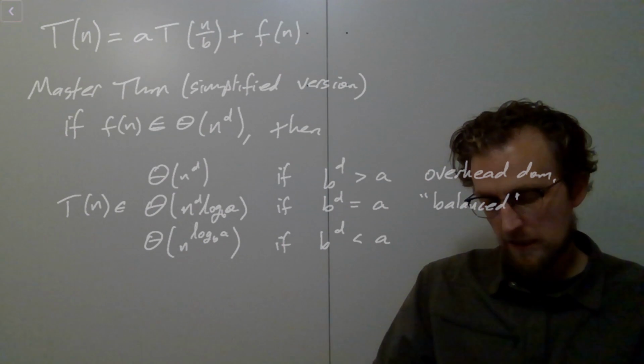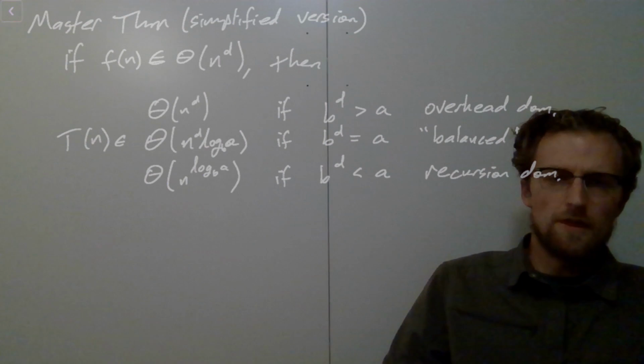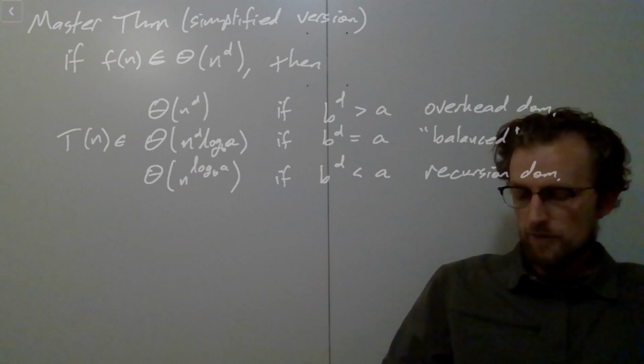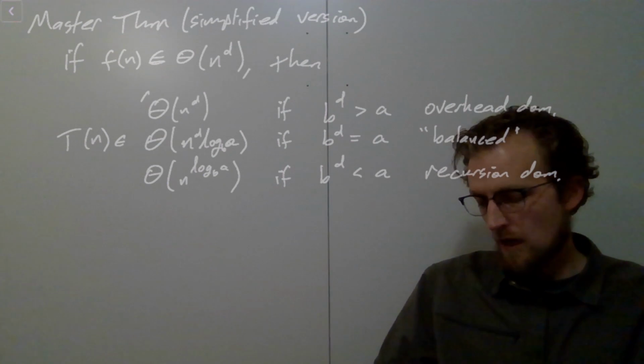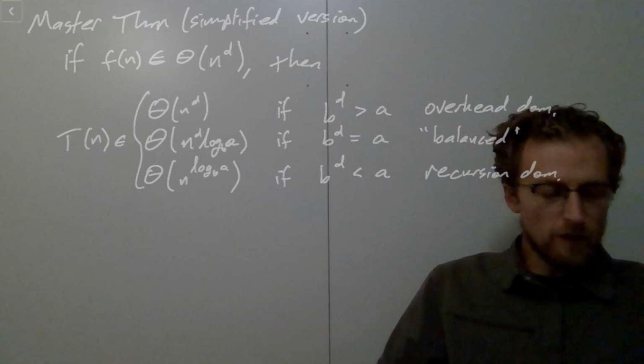And this is the recursion dominant case. You can think of this as recursion dominant, or you can think of this as most of the work being done executing base cases of your recurrence relation. Okay, so this is our simplified version of the master theorem. And so we can use this to solve recurrence relations, right?